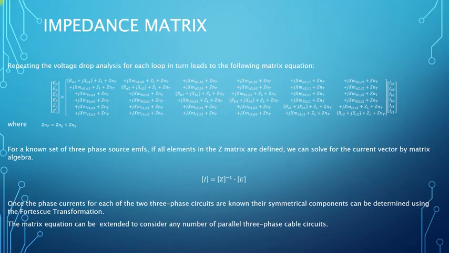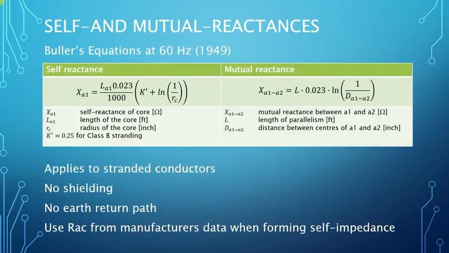So the question now arises, how do we calculate the self-impedance and mutual impedance of the cables? Now, there are a number of methods which are presented in the technical literature. Boole's equations, which were published in 1949, are fairly straightforward to use, although they are in imperial units.